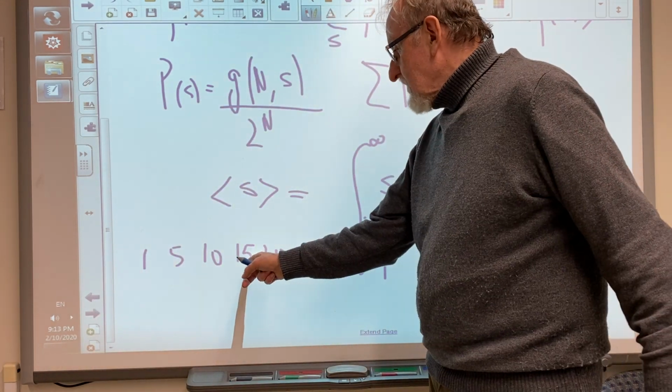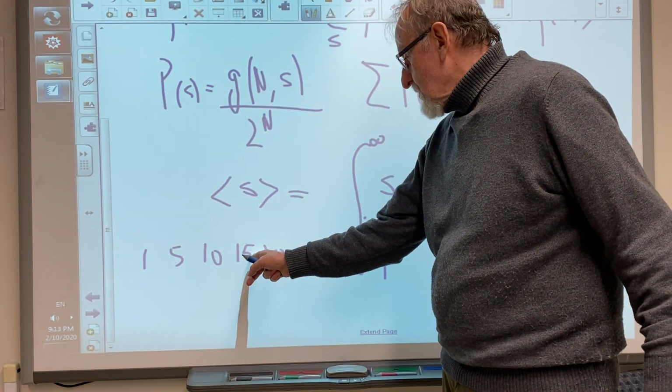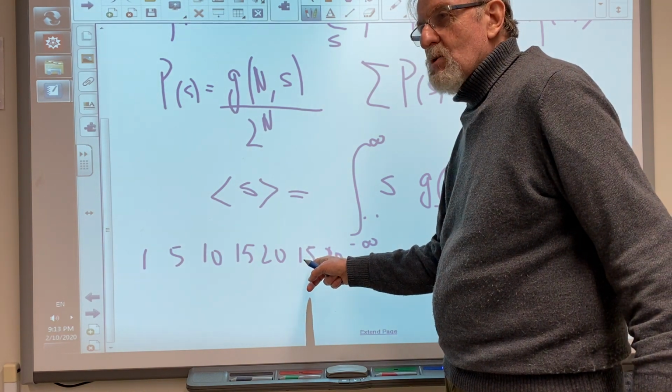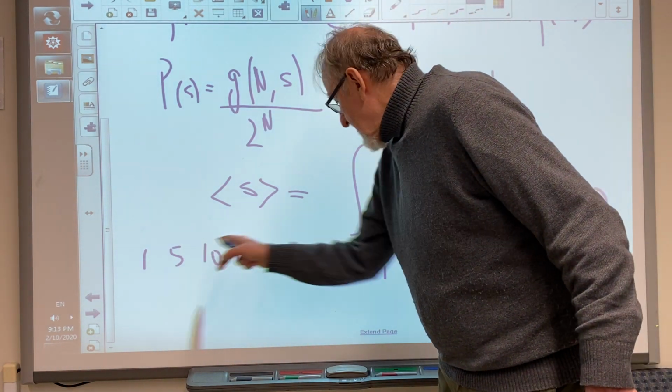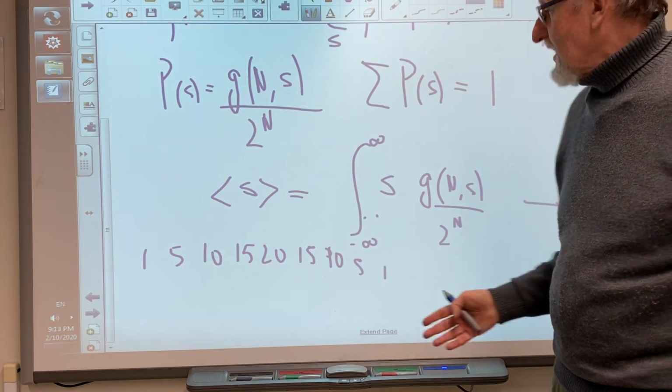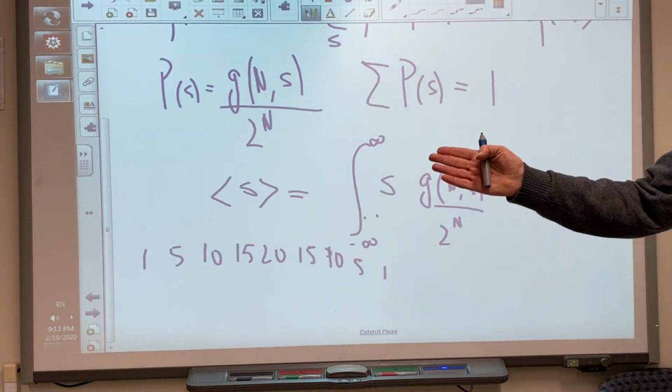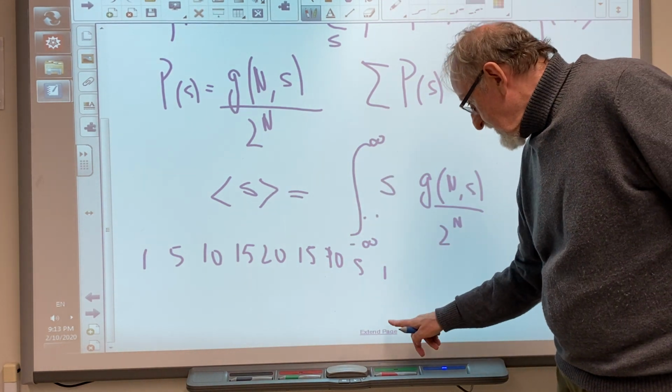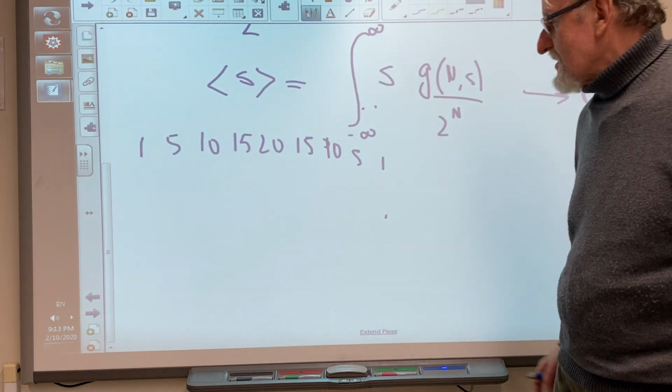For the state with 4 spins up and 2 down, you have this. And for 4 down and 2 up, you have this. For 1 and 5, it's totally symmetric. So the average excess spin, it's not too interesting to know that it's the number 0.